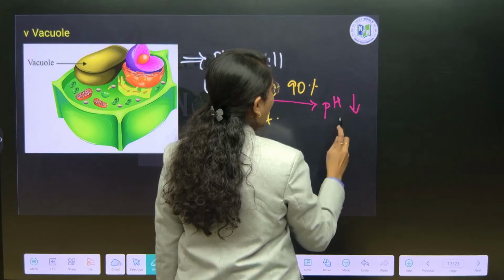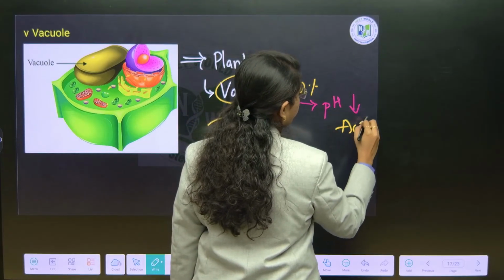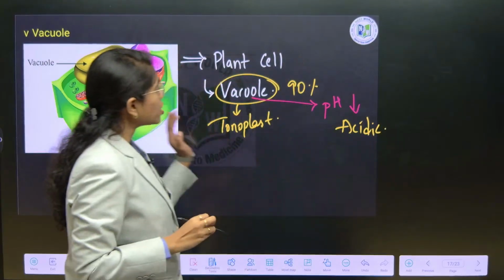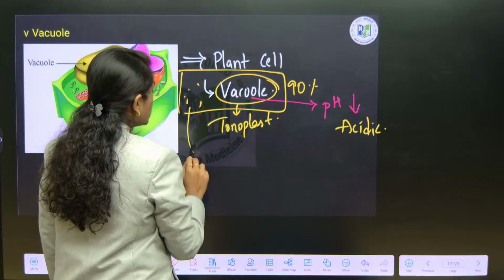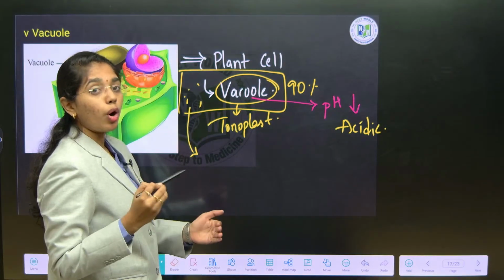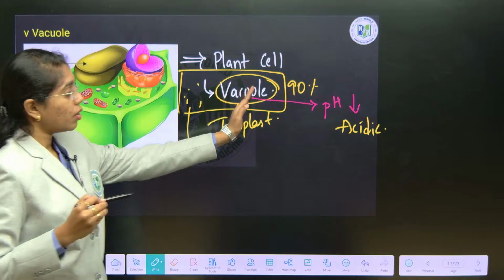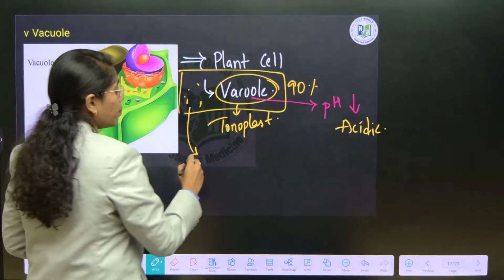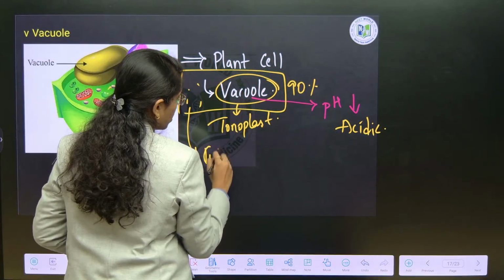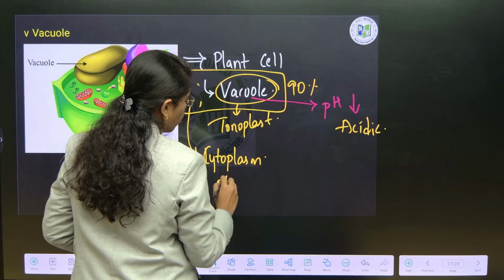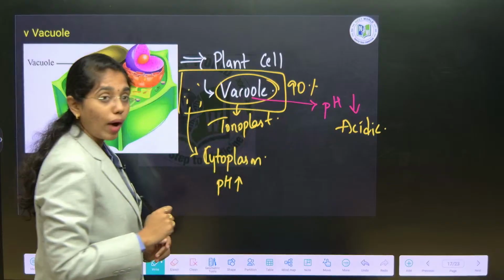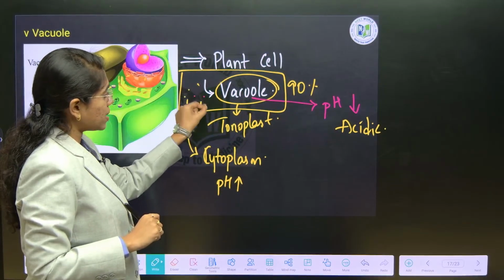Here, the pH of the vacuole will be very low, so it is acidic. Whereas the pH of the cytoplasm will be higher. So, compared to the vacuole, the cytoplasm is basic. The cytoplasm pH is more compared to the vacuole.